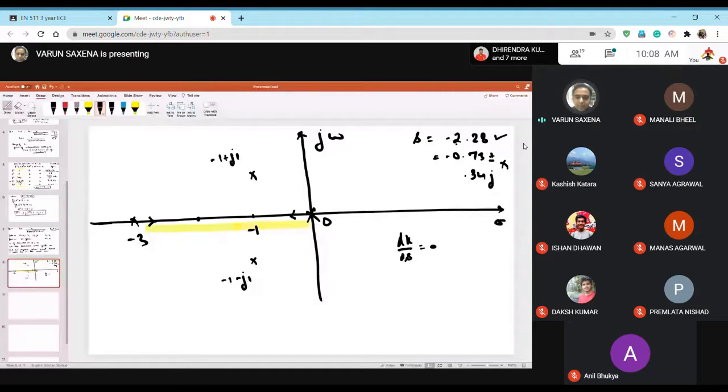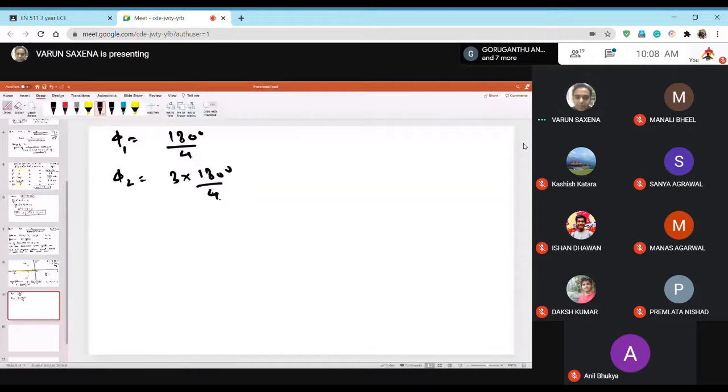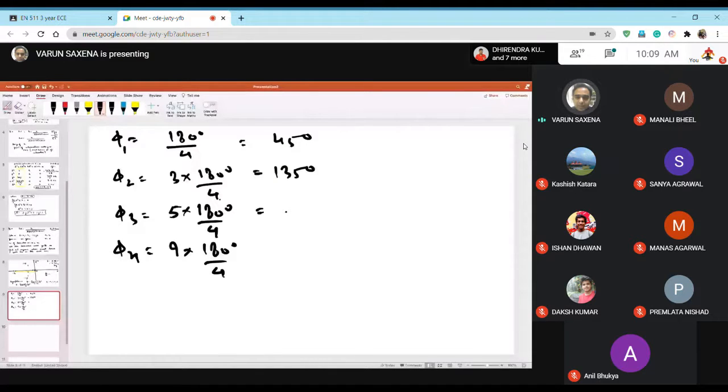Okay, thank you. So phi 1 is 180 by 4, phi 2 is 3 into 180 by 4, phi 3 is 5 into 180 by 4, and phi 4 is going to be 9 into 180 degrees by 4. So what are these angles? These angles are 45 degrees, then 135 degrees, then 225 degrees, and then 315 degrees.